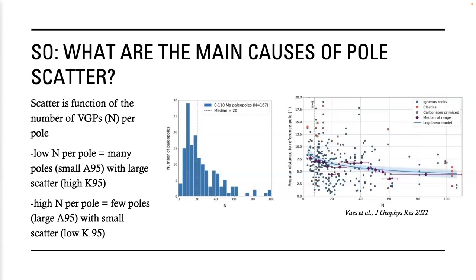The amount of VGPs that we use to determine a pole is completely arbitrary, right? So that means that given a data set of VGPs, we can choose to have low N per pole. That makes a lot of poles. We get a low A95, because that is mostly dependent on the amount of data that we use, and we get a very large K95. But with the exact same data set and a different choice of how we distribute those VGPs over poles, we can get the opposite. We can make a low K95 and a very large A95 by taking a lot of VGPs per pole. That means that essentially the uncertainty around apparent polar wander paths, the way we've made it, is arbitrary. We can choose it at will, it's unreproducible, and there is no rationale for how many sites we use for a pole.